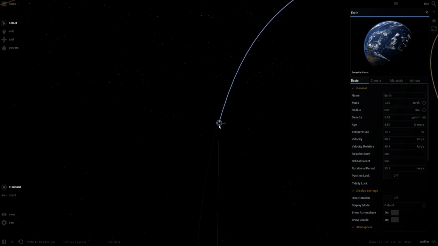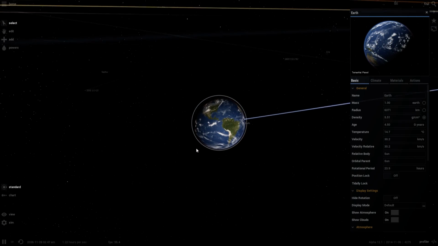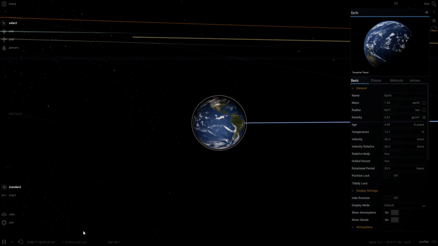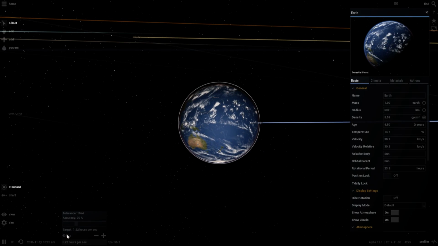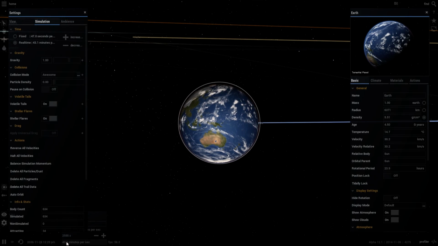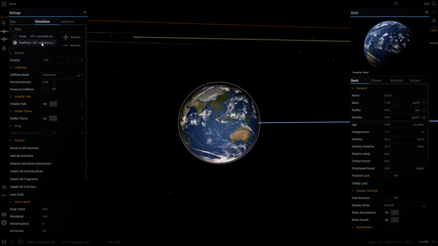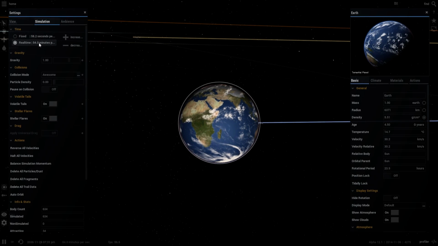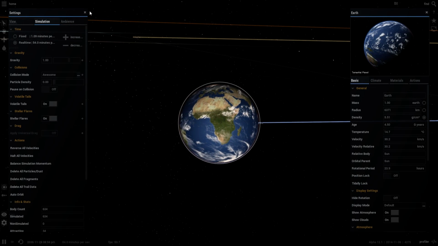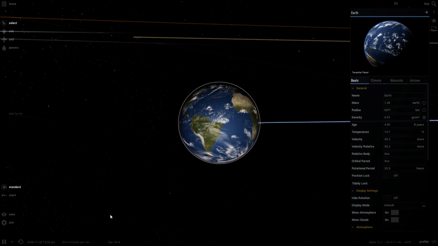So right now I'm simulating at 1 hour a second. Here's Earth. You can see it's moving at pretty much 1.22 hours a second. There's no way to actually make it super precise, no way to pinpoint the exact speed you want, so you have to do it more or less. But okay, this is more or less an hour a second, right?